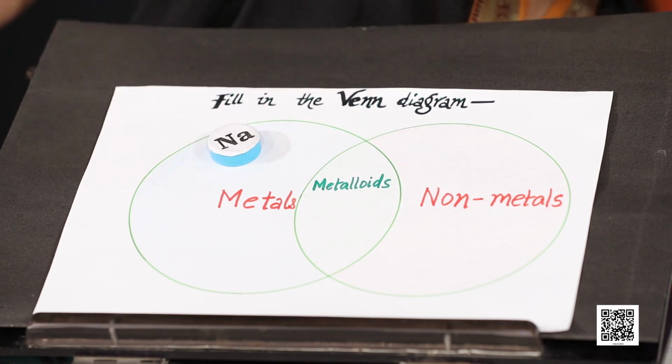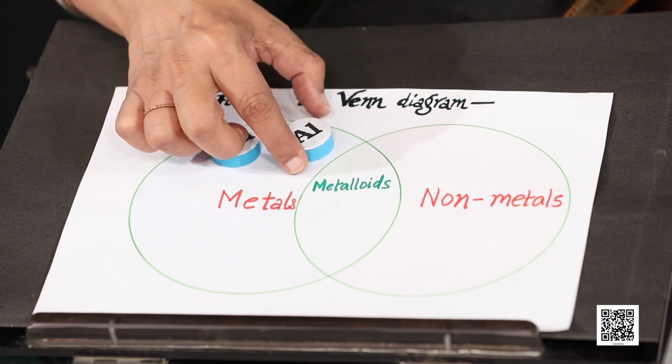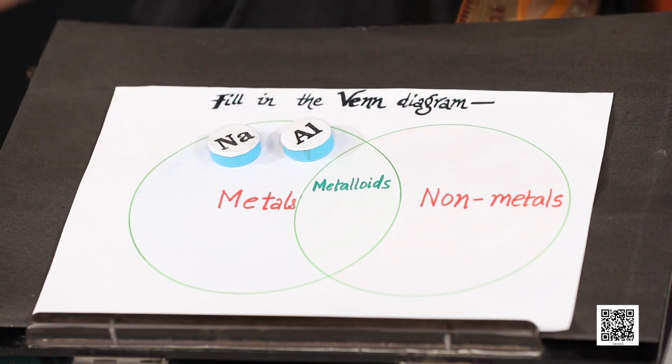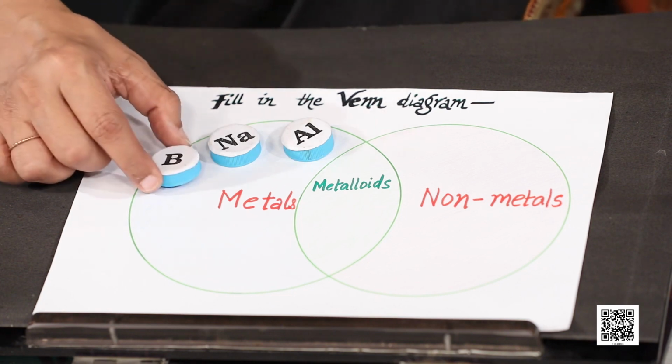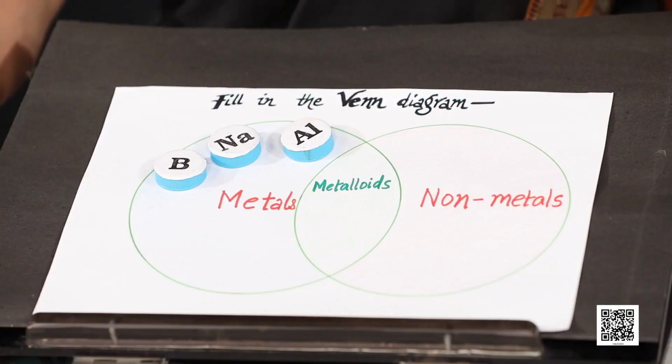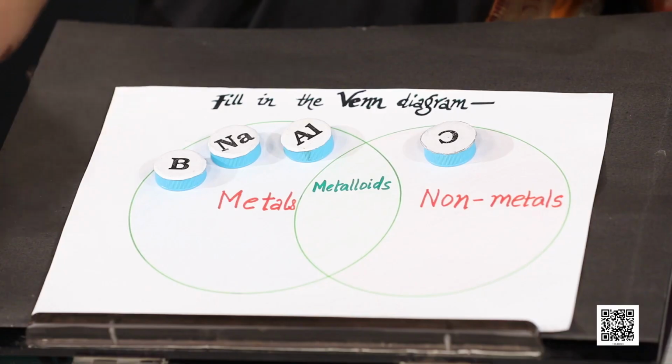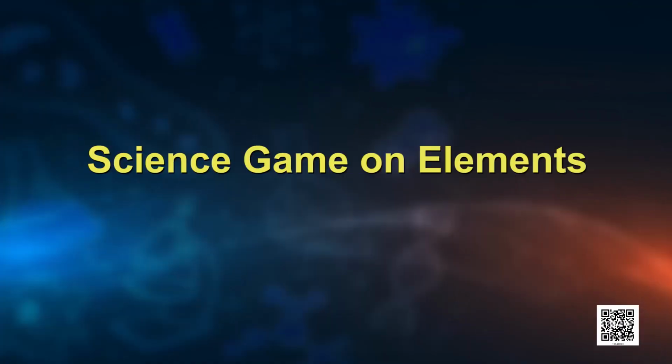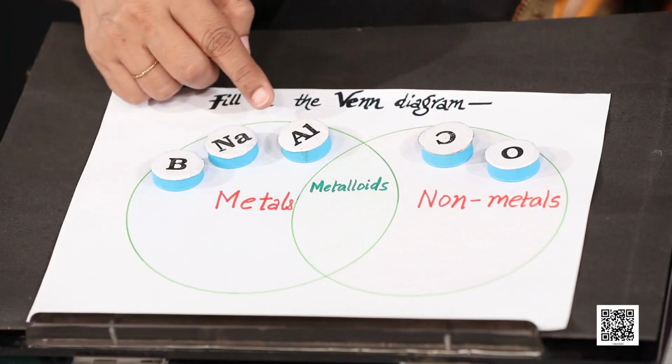Next, aluminium, Al. It is again a metal, place it over here. Boron, it is a metal, we place it here. Carbon, what is carbon? Carbon is a non-metal, so it goes in this circle. Next, oxygen, yes children, what is oxygen? Again a non-metal, so we place it over here. And this way the game can go on, and you will be very easily able to know the symbols of the metals and non-metals.